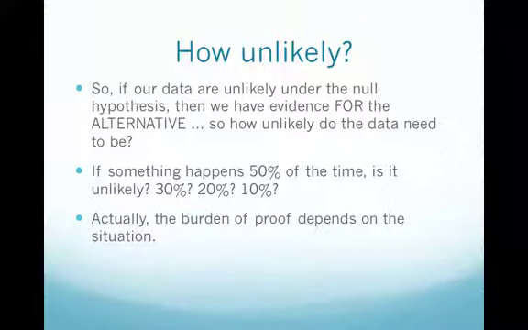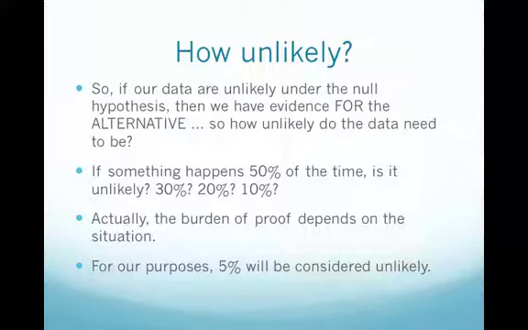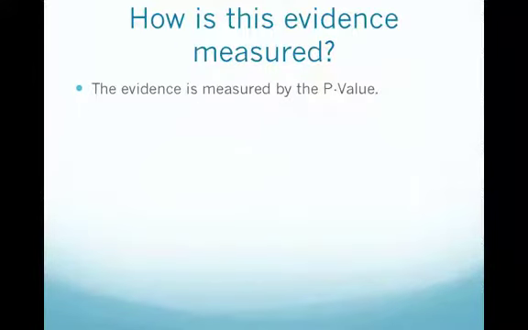Actually, the burden of proof depends on the situation. For our purposes, 5% will be considered unlikely. So if the probability is less than 0.05, then we're surprised that we got our results, and we have evidence for our alternative. The evidence is measured by something called the P-value, and that really is the name that it's given.